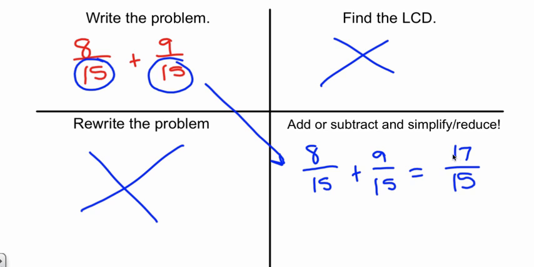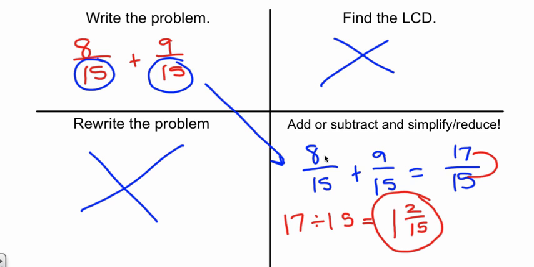And what we have right now is an improper fraction, so we are going to have to reduce or simplify. We know that to go from an improper to a mixed number, it's just a simple division problem, numerator divided by denominator. So 17 divided by 15. 15 is going to go into 17 one time with 2 left over, and our whole is going to always stay the same. There's our final answer for this problem.